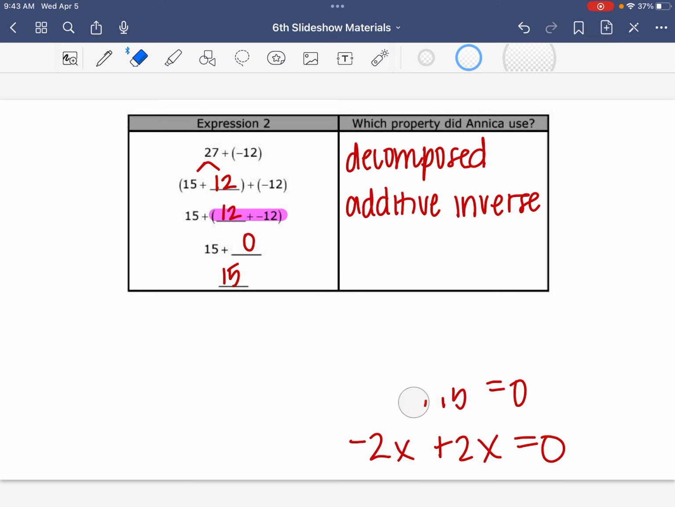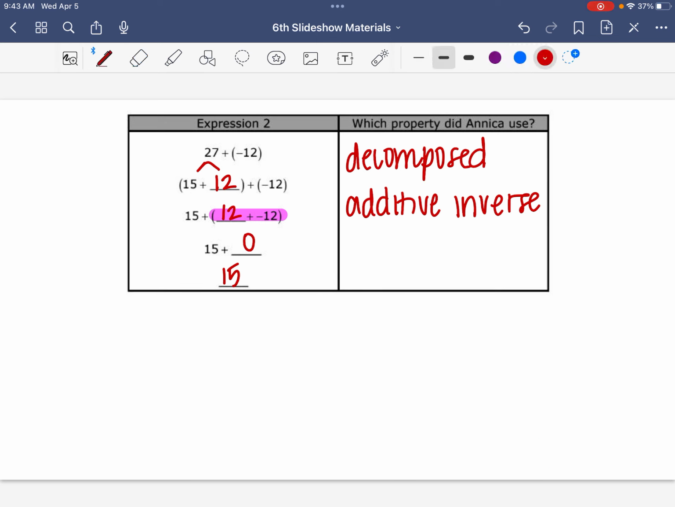And so we use that property a lot when we solve equations, but also when you look how we simplified this expression. By decomposing 27 into 15 and 12, I knew that my positive 12 and my negative 12 would make that 0 pair, so I was just left over with the 15.